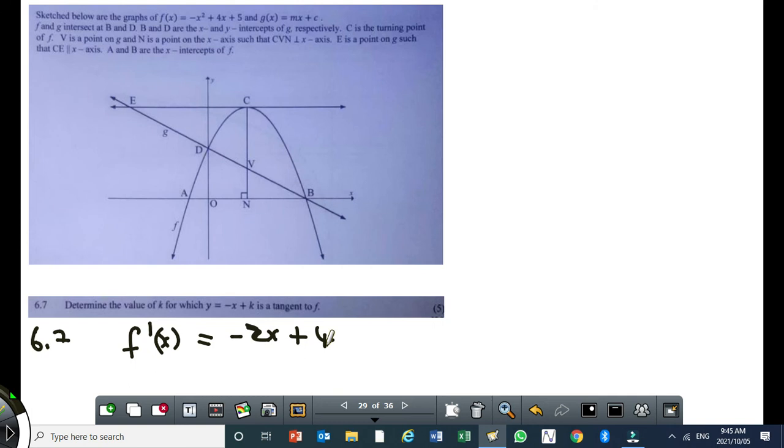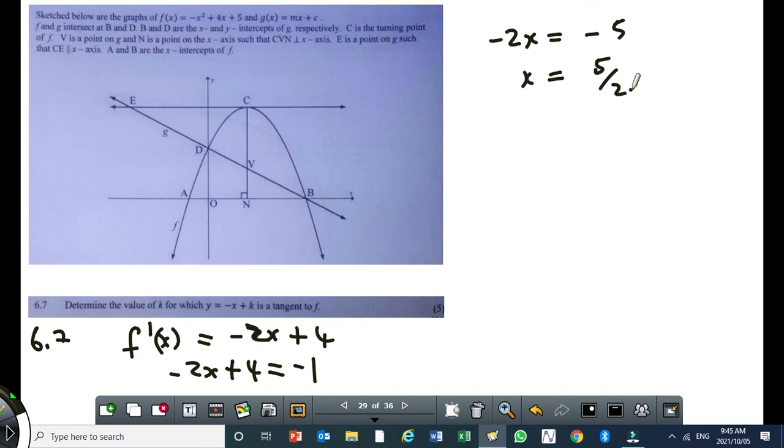This expression, minus 2x plus 4, is equal to the gradient of the tangent at that point. And the gradient of the tangent is negative 1. So this will be minus 2x plus 4 equal to minus 1. Then you solve for x here. So this gives you minus 2x equal to minus 5. So x will be 5 over 2.